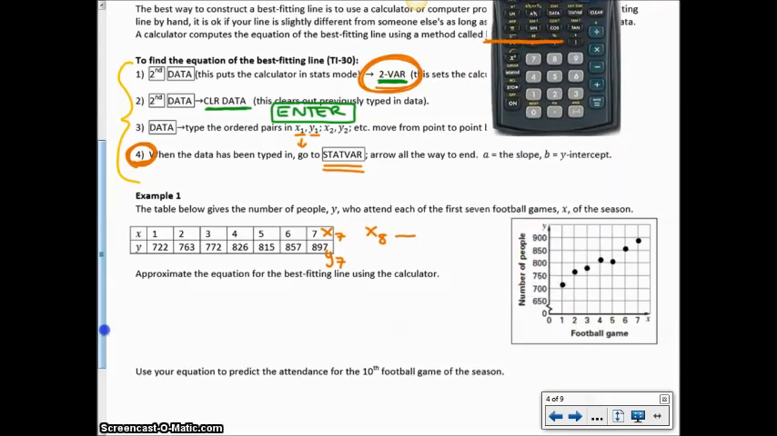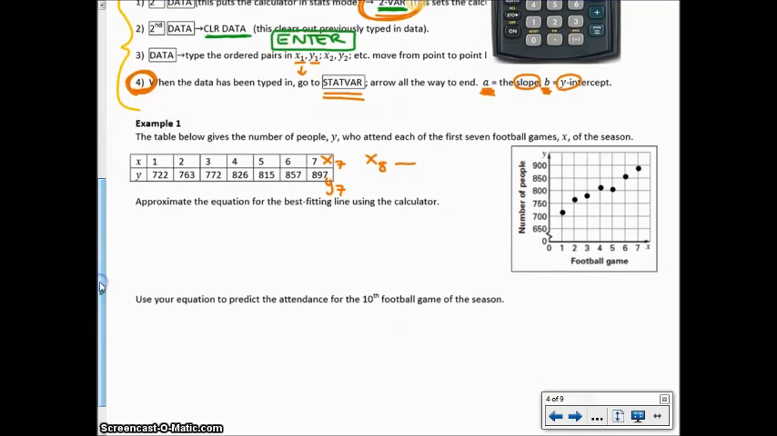When you hit stat var, you're going to go all the way to the end and you're looking for A, which is your slope, and then B, which is your y-intercept. Scroll all the way over until you see A and B, and then write those down. So you're going to write down that you found that A was 27 in this case, and B was 699.43. I like 2 decimal points.